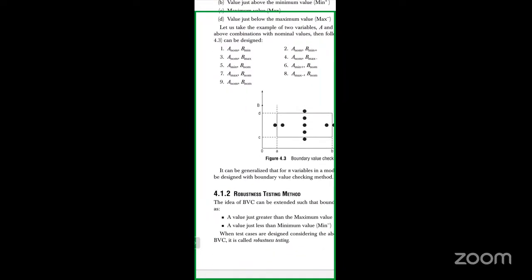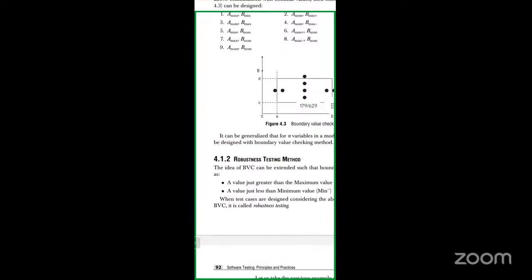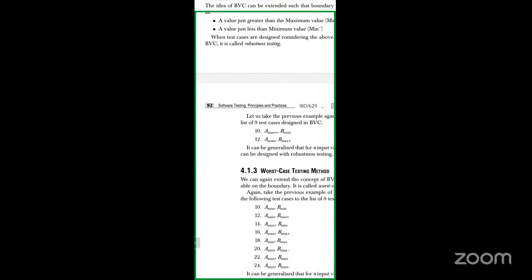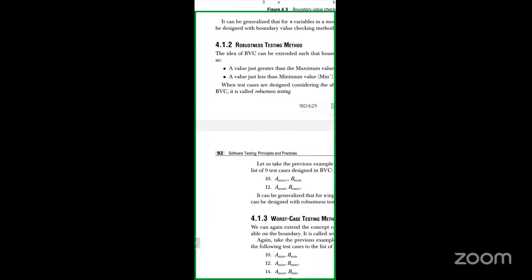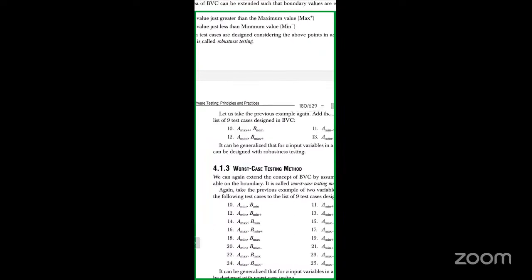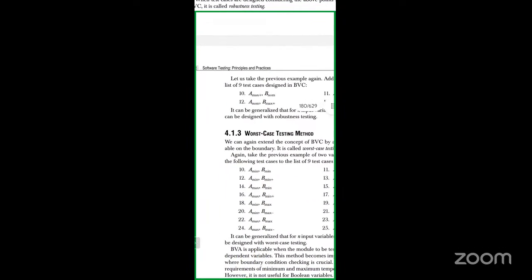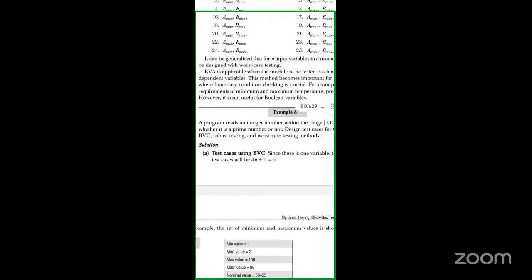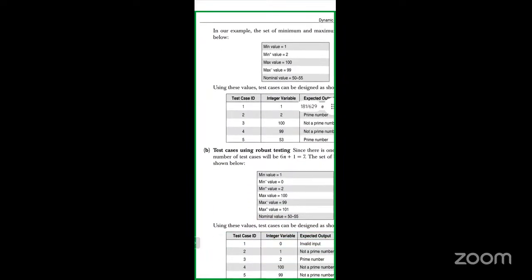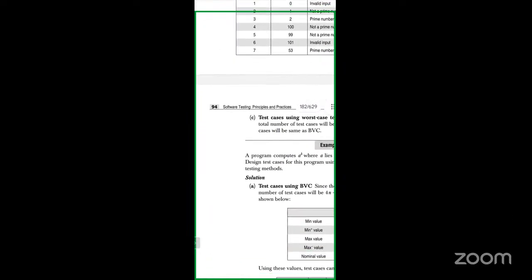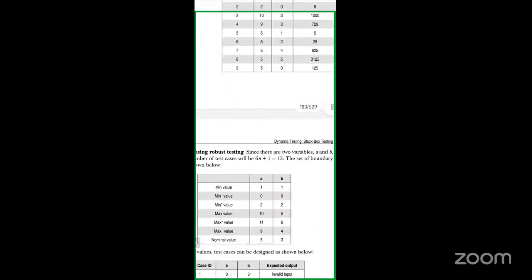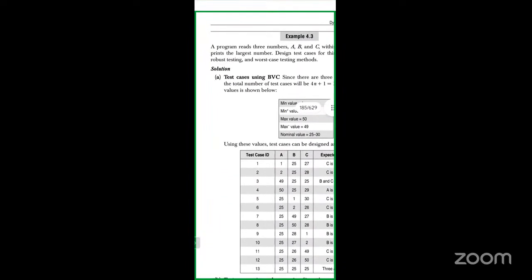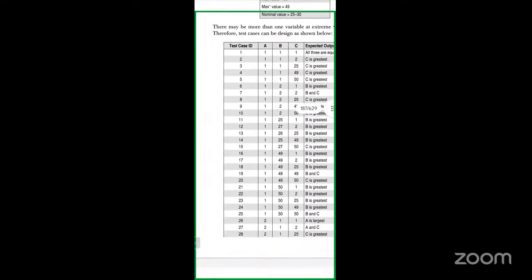Then coming to the robustness testing method, which is an extension of the idea of BVC, boundary value checking itself. We check how effectively the product is going to work for the users. It is a worst case testing method, checking whether it works properly. All those things are there in BVC. Here are a few examples where the test cases are being given and the test cases are being passed.